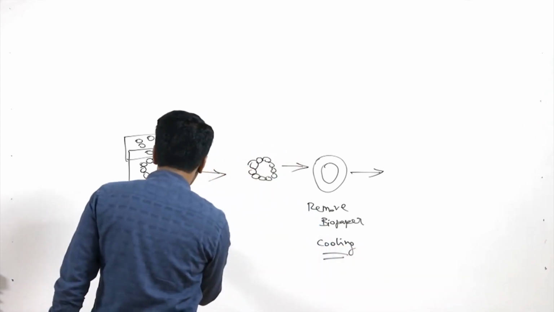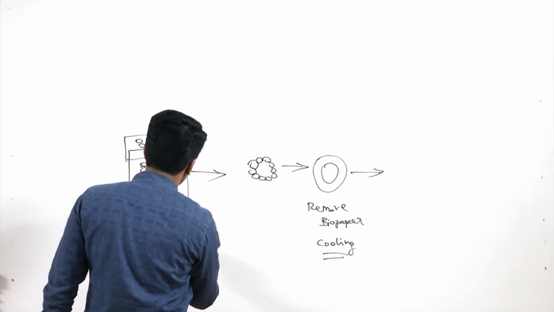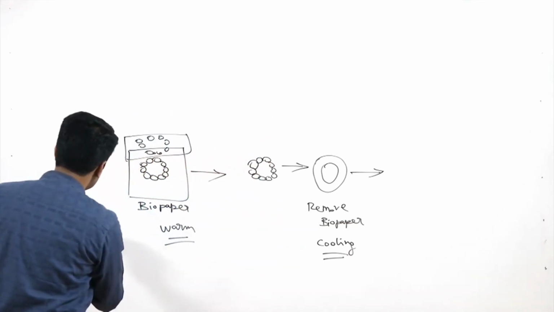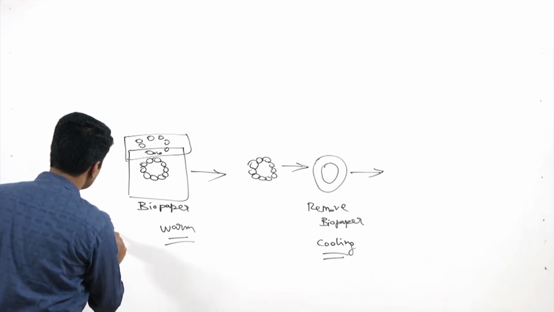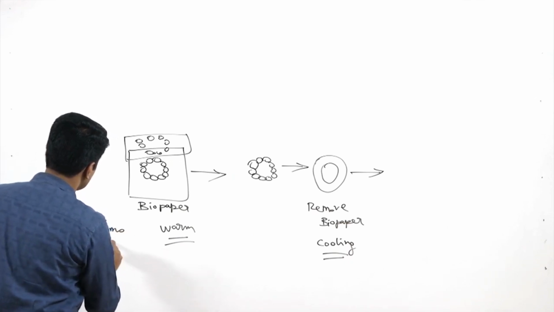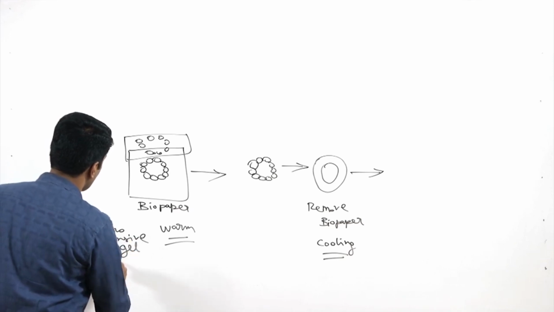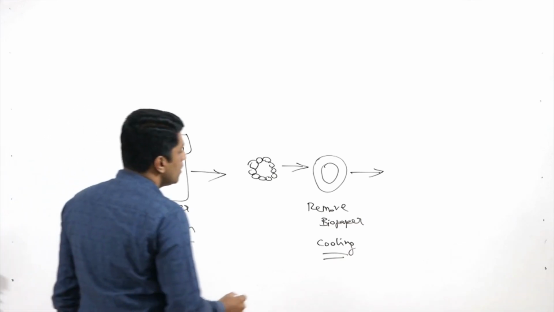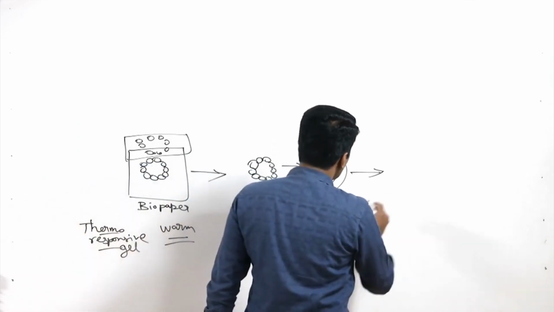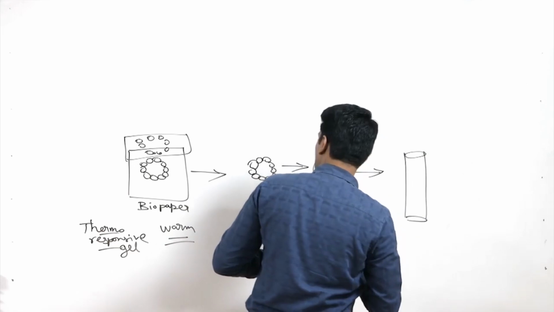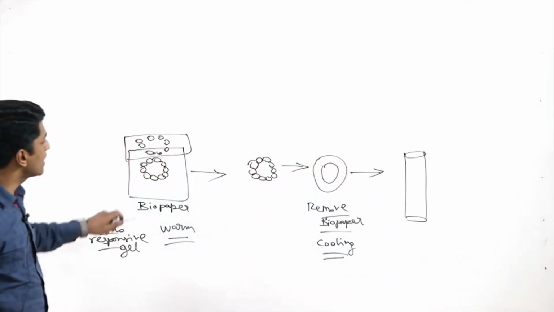So, here at what temperature? It will form a jelly-like substance, that is, it is a thermo-responsive gel. When you cool it, you can easily remove the bio paper, and finally you will get the desired organ. So, this is the overall step of organ printing.